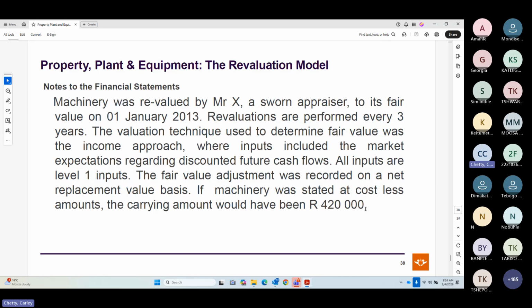So remember, even though we are carrying the machine under the revaluation method, remember I said we must still disclose the carrying amount under the cost method, and that is so we can compare to other companies that carry their machines under the cost method. It makes the companies more comparable. Okay, so all of this information was given in the scenario here for the notes to the financial statements.